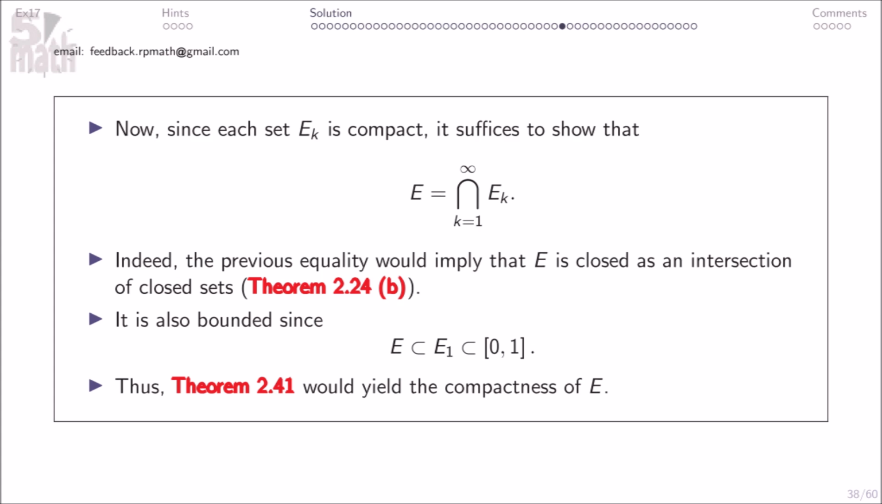Now, since each set Ek is compact, it suffices to show that E equals the intersection of the Ek. Indeed, the previous equality would imply that E is closed as an intersection of closed sets, Theorem 224b. It is also bounded. Thus, Theorem 241 would yield the compactness of E.